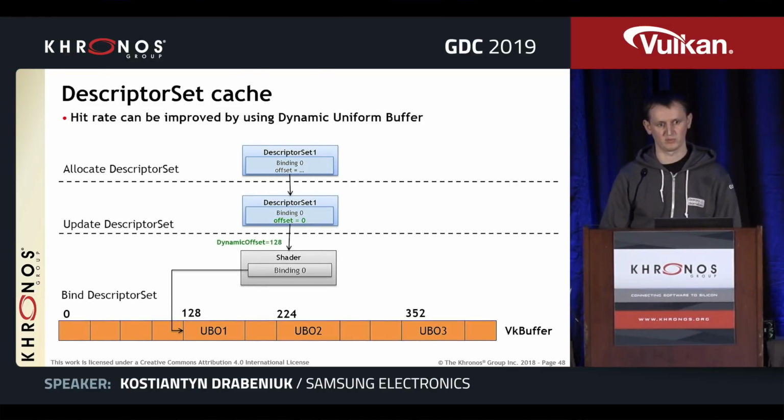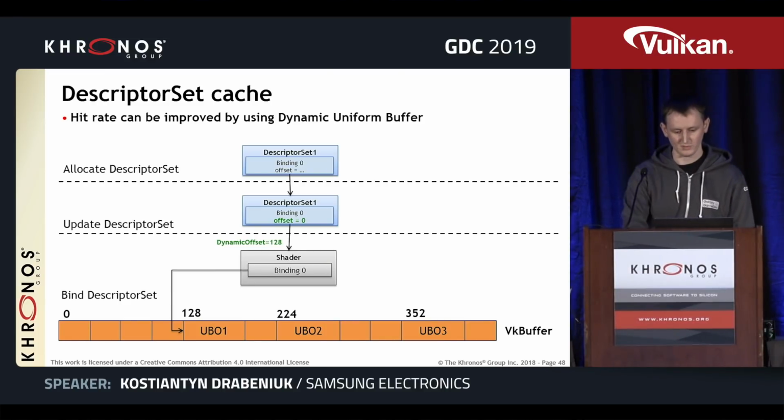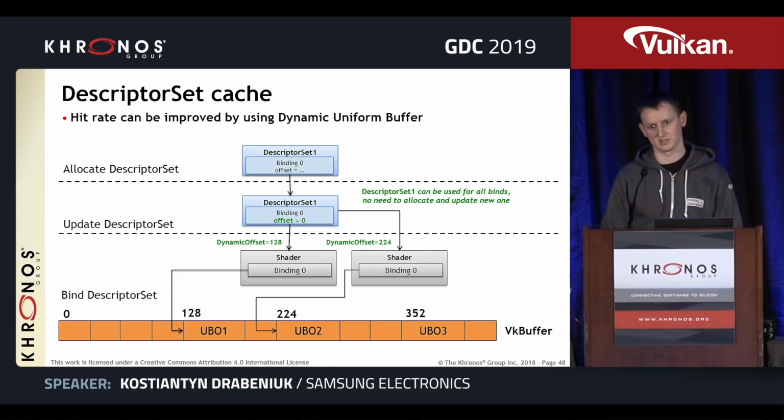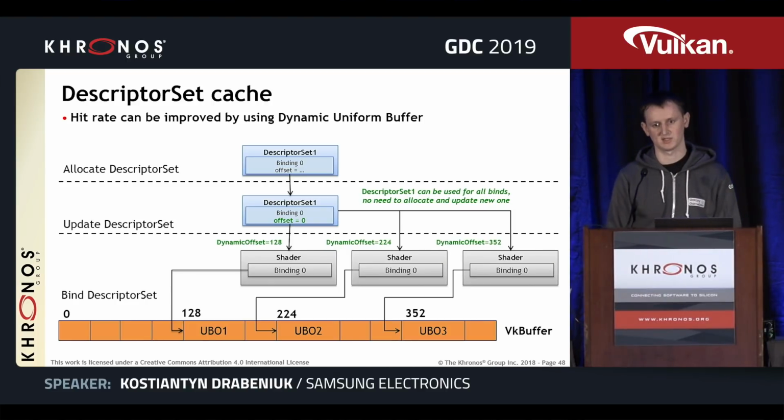Let's see how to bind a uniform buffer object with a dynamic uniform buffer. The steps are the same: at first we allocate the descriptor set and then we update it. But in this case we update with some base offset, in our case 0, and the proper offset is set at binding time through a dynamic offset, passed as an argument to the binding function. As UBO2 is placed in the same VK buffer, we can use the previous descriptor set. In such a way, the descriptor set can be reused, and the hit rate can be improved by using a dynamic uniform buffer.